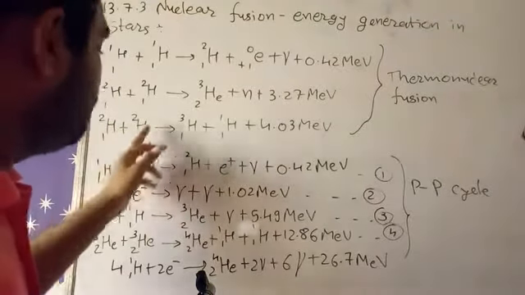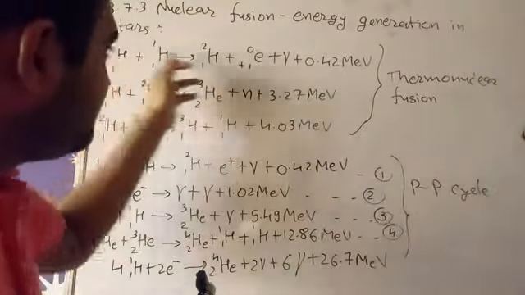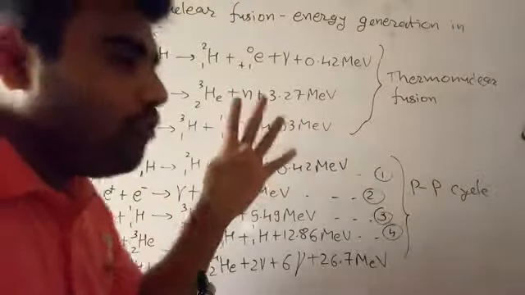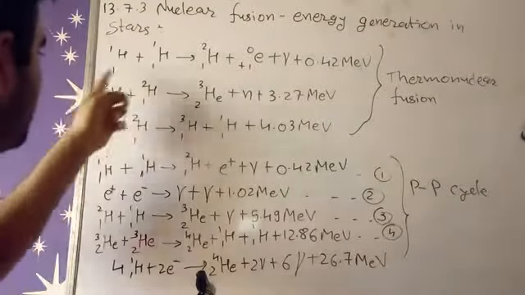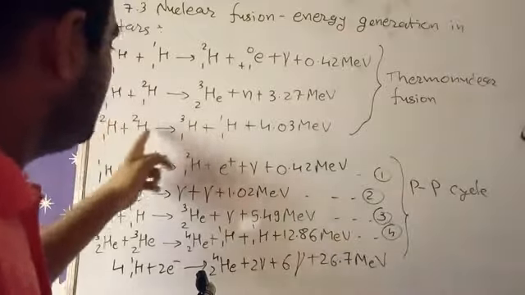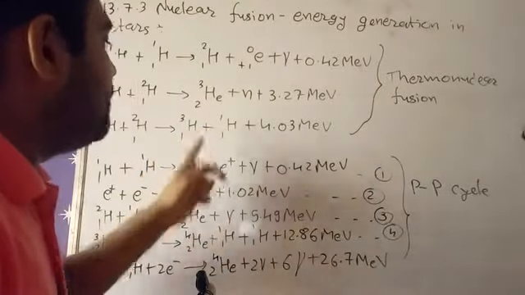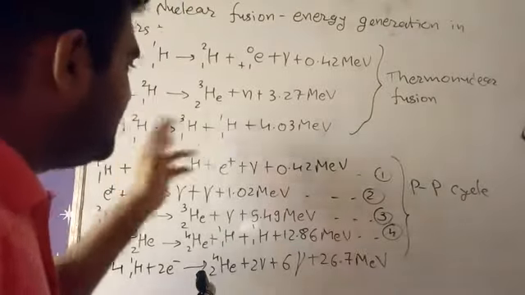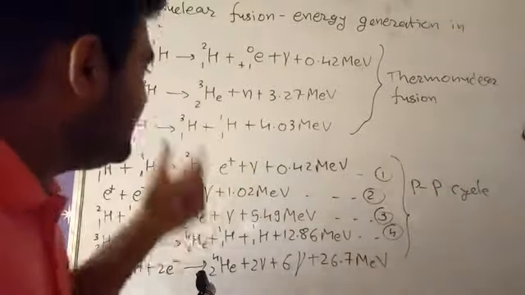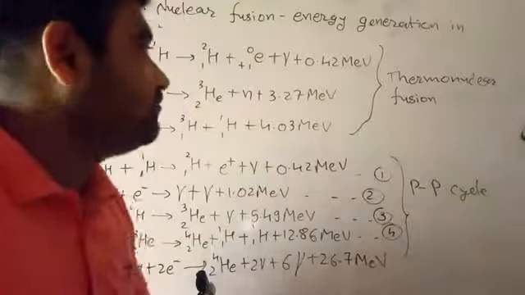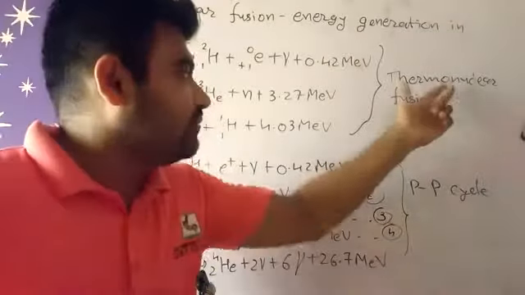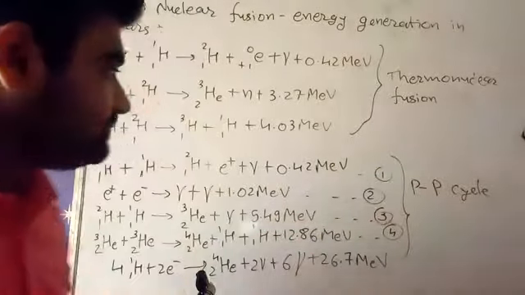Again 1H2 and 1H2. It means this reaction has to be done four times to form four deuteriums. So 1H2 plus 1H2 fuse together, then we get tritium and one hydrogen, and this amount of energy will be released during this process. This whole process is known as thermonuclear fusion, right?